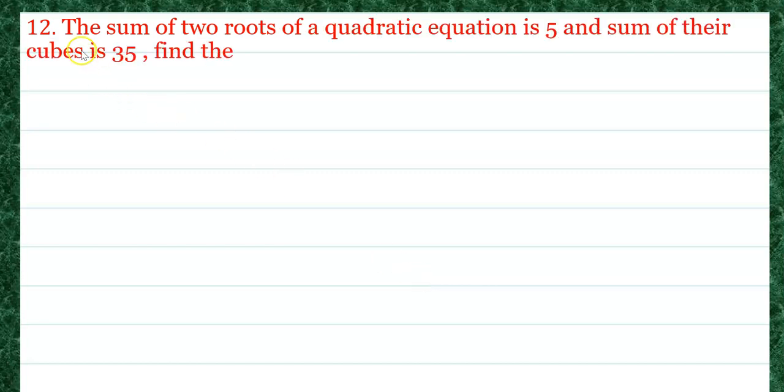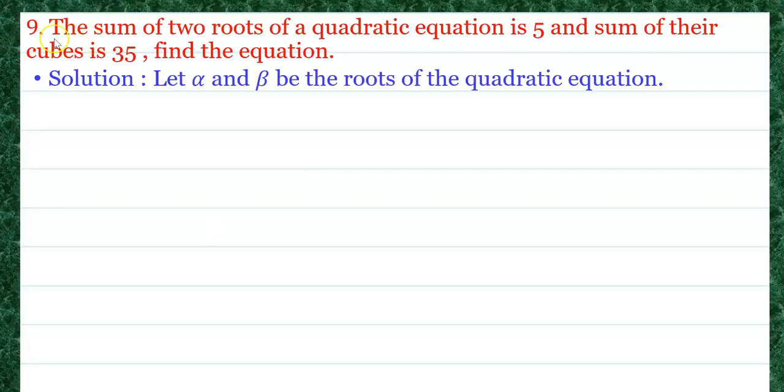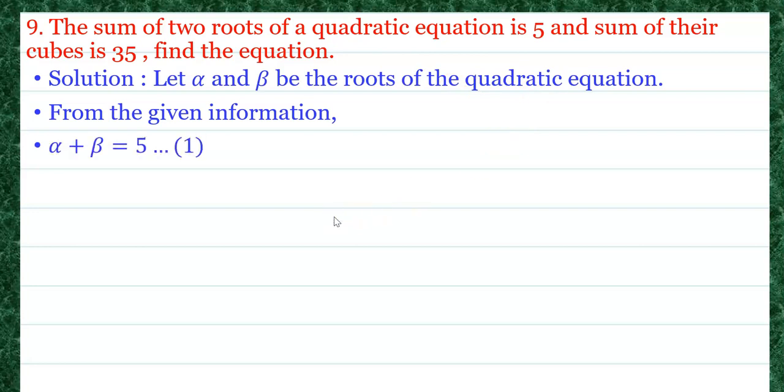Next question, question number 9. The sum of two roots of a quadratic equation is 5 and sum of their cubes is 35. Find the equation. Let alpha and beta be the roots of the quadratic equation. From the given information, alpha plus beta is equal to 5, and the sum of their cubes, alpha cube plus beta cube, is equal to 35.